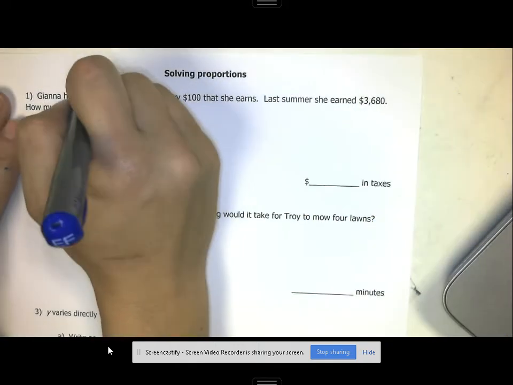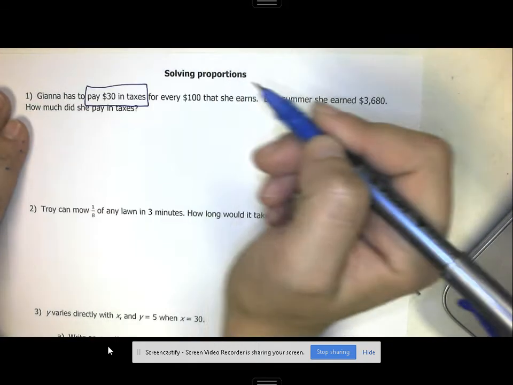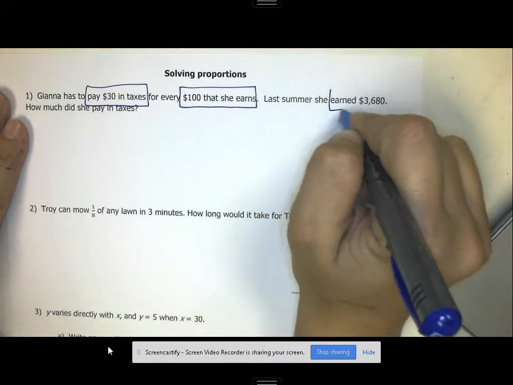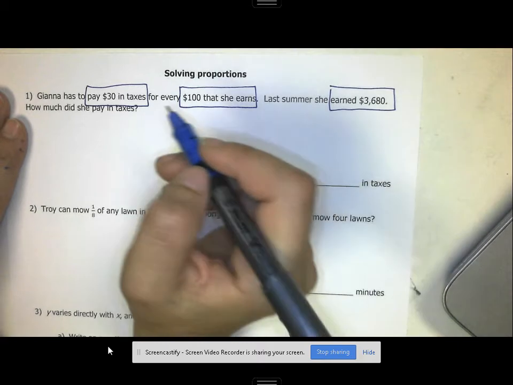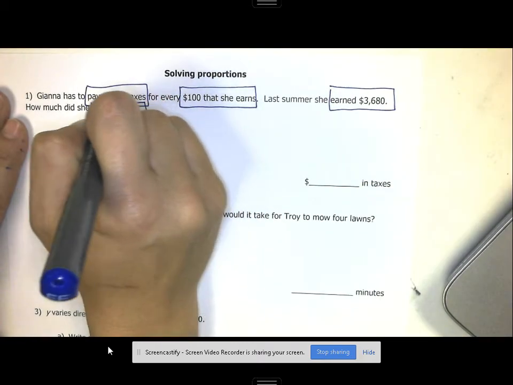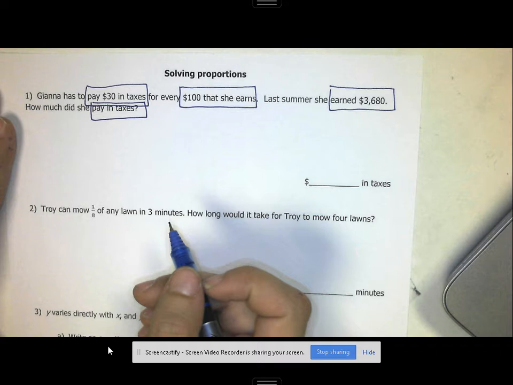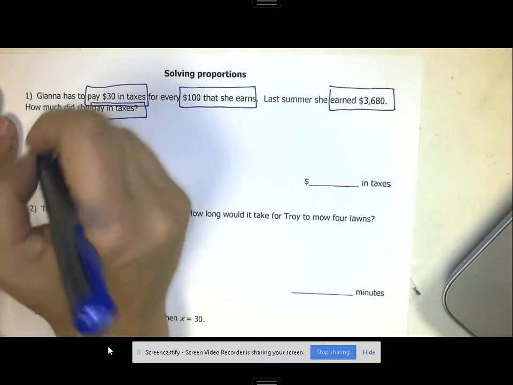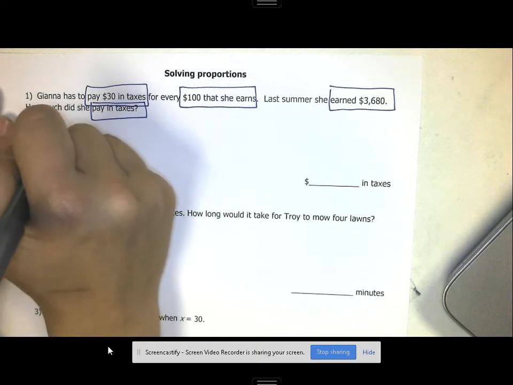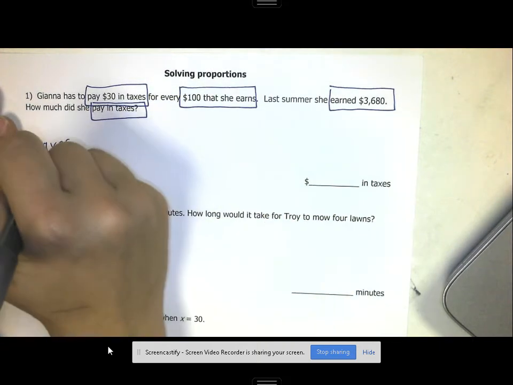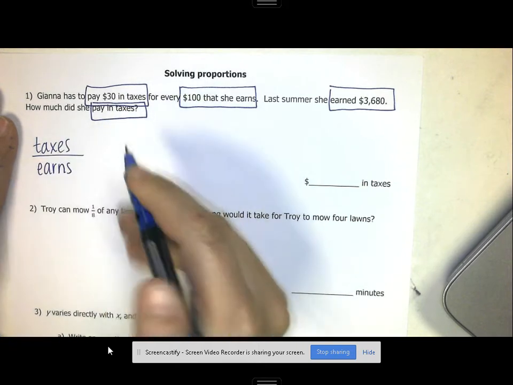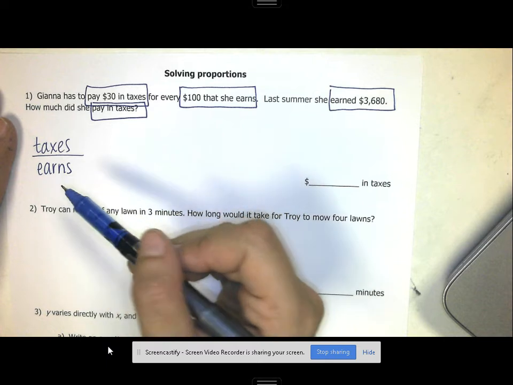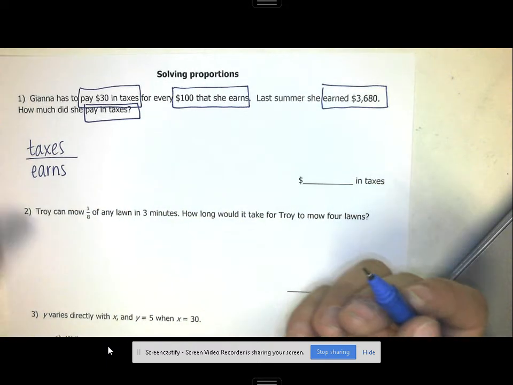Gianna has to pay $30 in taxes for every $100 that she earns. Last summer, she earned $3,680. How much does she pay in taxes? So the two things I'm comparing in this problem is how much she pays in taxes and how much money she earns. So my key might be something like taxes and earns. Now your key might say earns and taxes instead of taxes then earns. And that's okay, as long as you're consistent throughout.